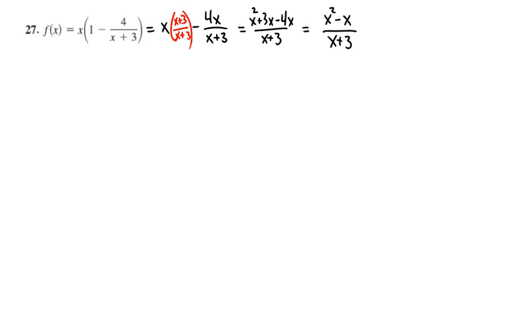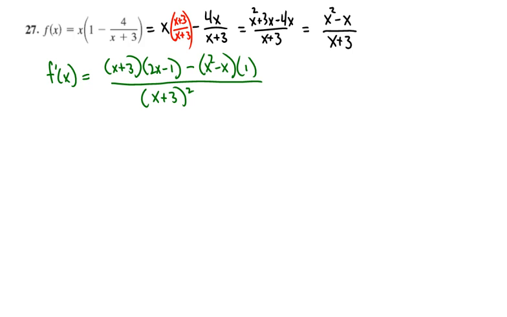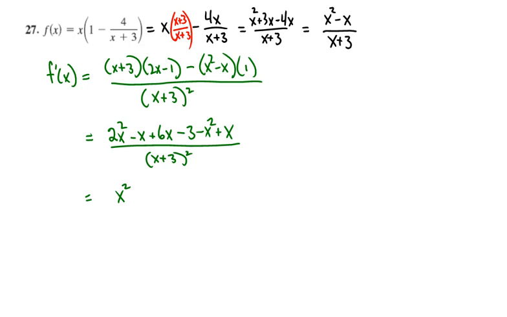So the derivative, f prime of x, will be low, the denominator, d high, the derivative of the numerator, which is 2x minus 1, minus high, d low, which is 1, over low squared, (x plus 3) quantity squared. Now we'll have to multiply out the numerator. We get 2x squared minus x plus 6x minus 3, then minus x squared plus x over the quantity (x plus 3) squared. When we simplify the numerator, we have 2x squared minus x squared is x squared. The negative x and positive x are a zero pair, leaving plus 6x, and then minus 3 over (x plus 3) quantity squared.